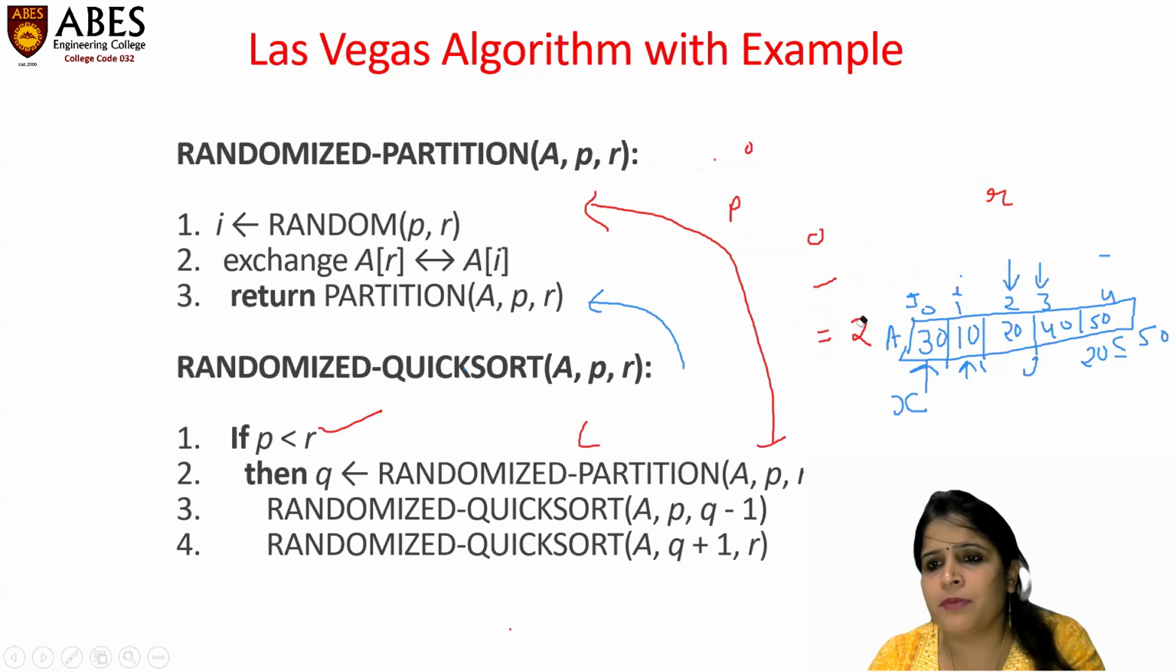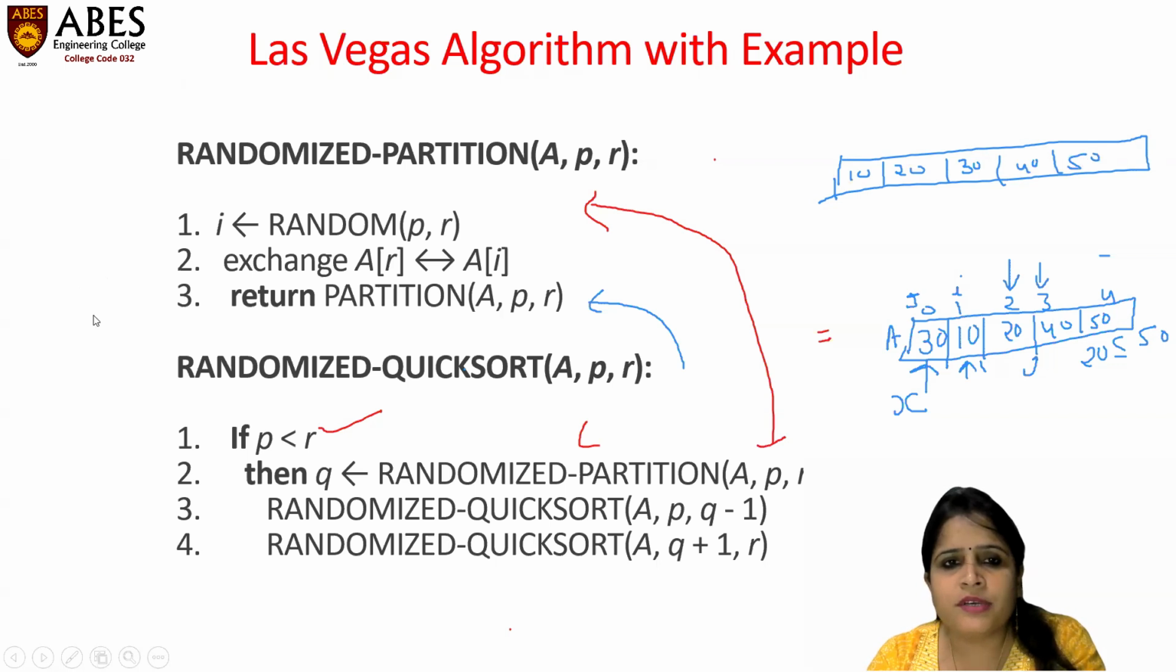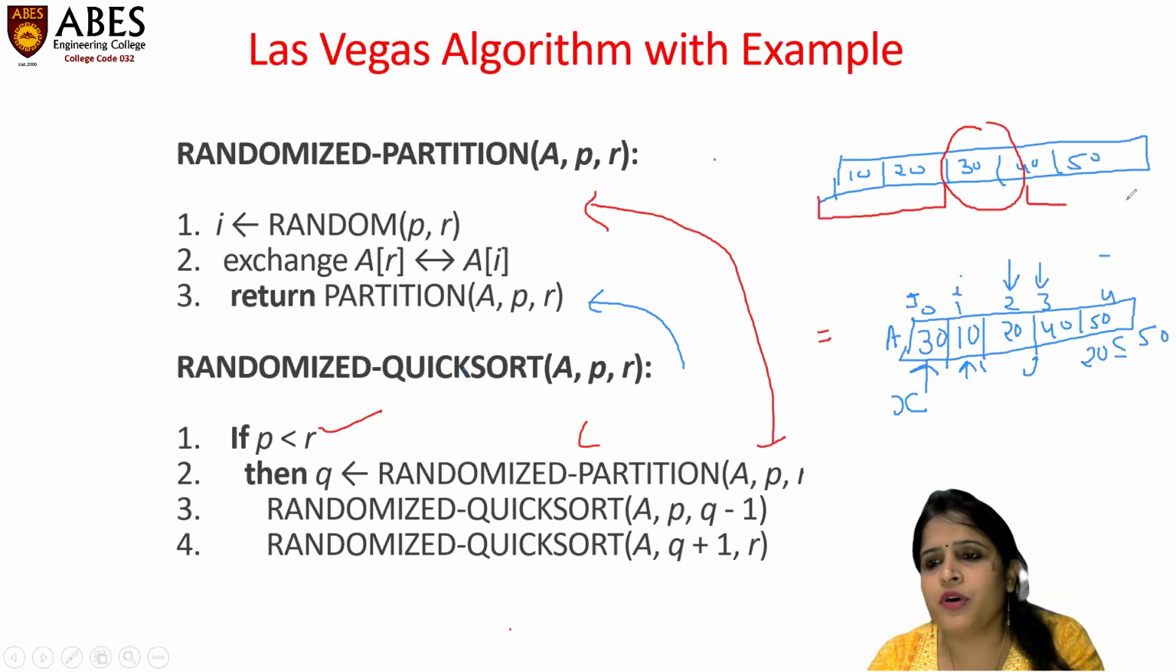After the partition algorithm, our pivot element comes in its right place. After the partition algorithm, which is the same as in the normal quicksort algorithm, 10, 20, and our pivot element come in their right positions, right? The lesser values than the pivot element come on the left hand side and the greater values than the pivot element come on the right hand side.